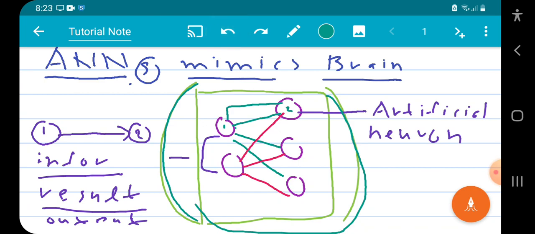So that's the whole idea, just a little concept about the artificial neural network. In the next video, we are going to talk about classification problems and how an artificial neural network helps in finding the solution to classification problems.